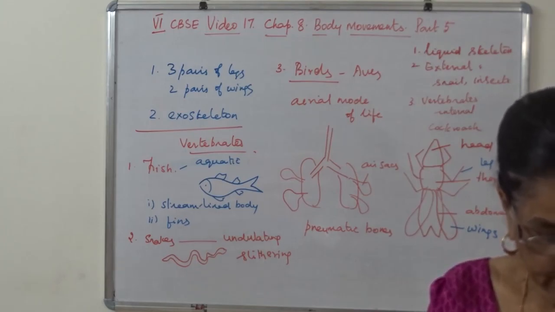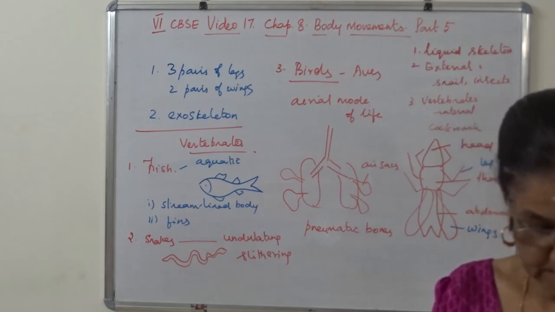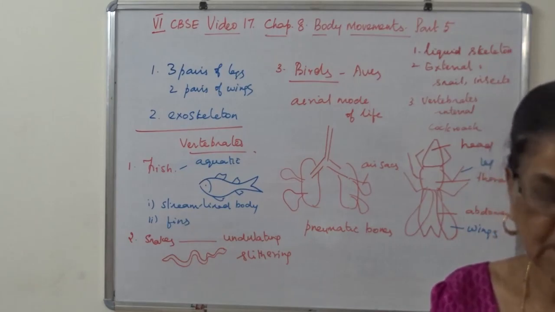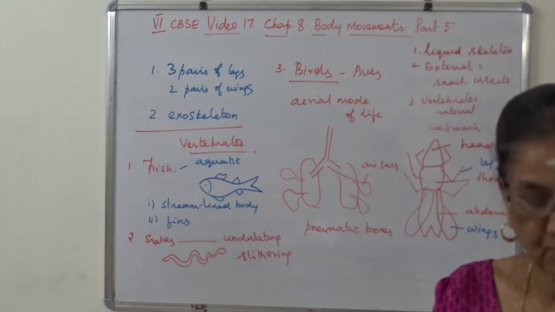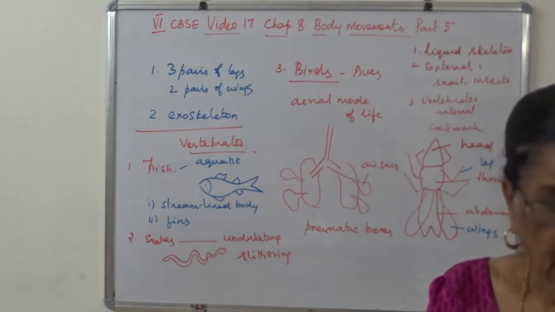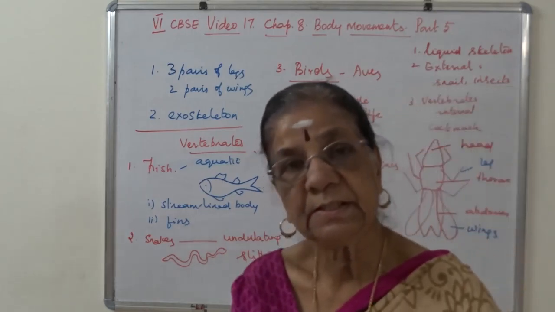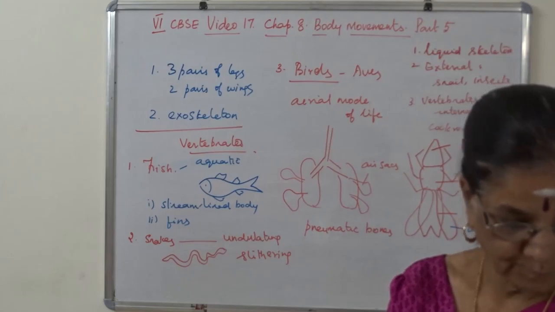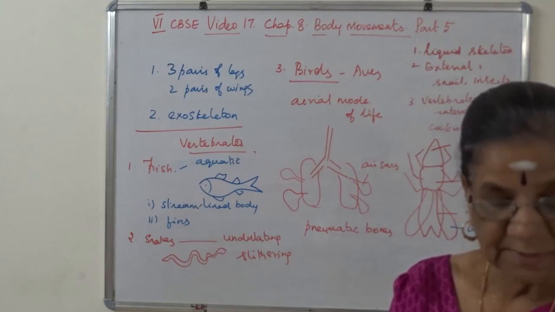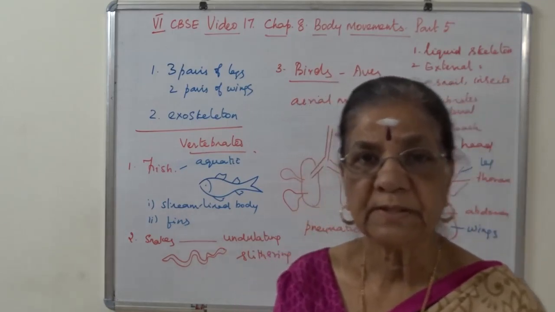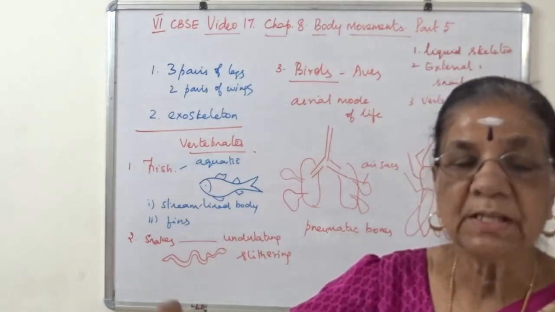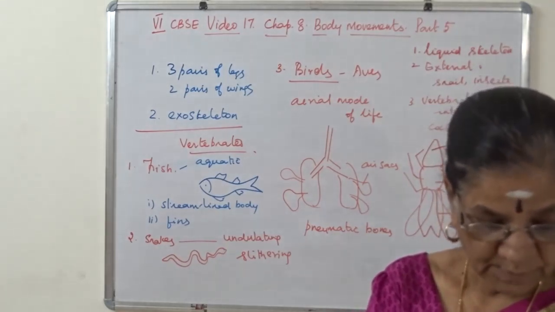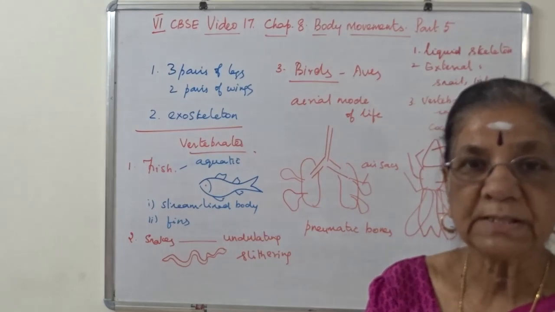Right? Birds use hind limbs for hopping, perching, walking, running, wading, or swimming, or for capturing prey. Birds use their hind limbs, their legs, for hopping, jumping, and perching, moving from one branch of a tree to another. And walking, running, wading. Wading means, the swan goes on the water without moving, it just floats along. That is wading. Or swimming, or for capturing the prey.